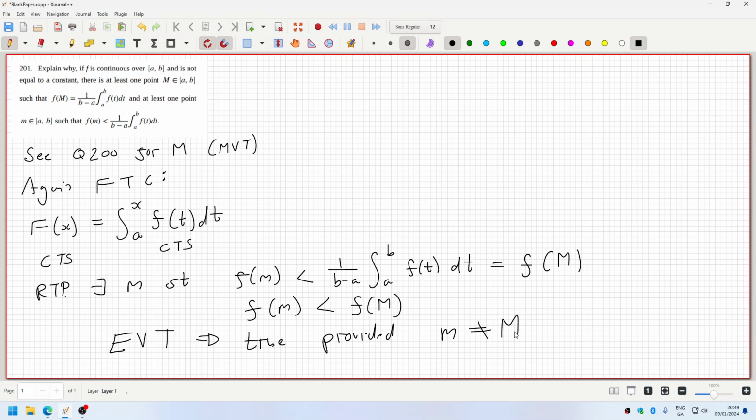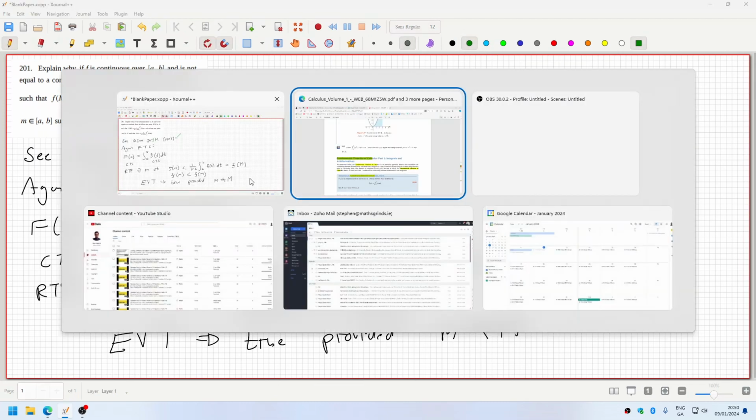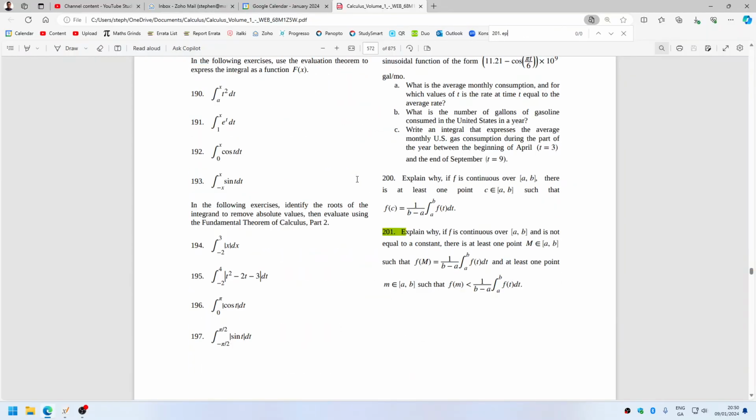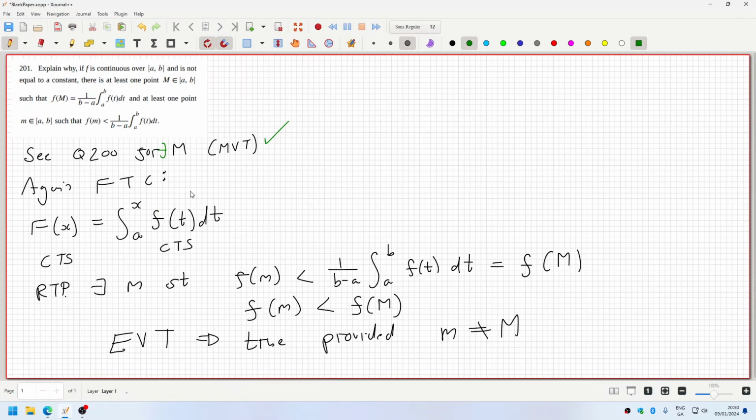So, yeah, not really sure about this one, to be honest. I think the logic's okay. So let's just recap here. See question 200 for the existence of M. That's the mean value theorem. So that was question 200, wasn't it? Yeah. And actually I don't need this here, I can delete this because that's not relevant for the next part.